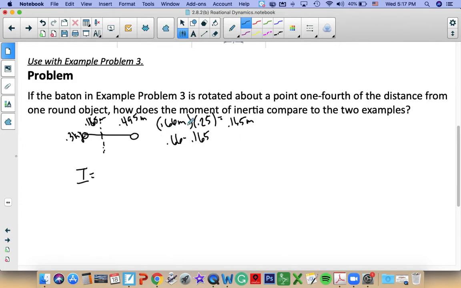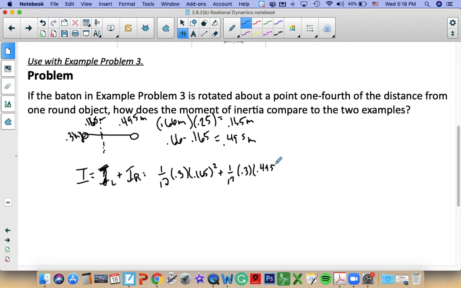Okay, so let's just see if we can get a number out of this. We have that 0.495, we already did that. So let's do our moments of inertia twice. So we have the mass on the left and the mass on the right. So we have 1/12, mass is 0.3 and our radius squared 0.165, and then we're going to do the other one, and it's 0.495 squared, and I'm just going to throw this all on my calculator so I can get a number.